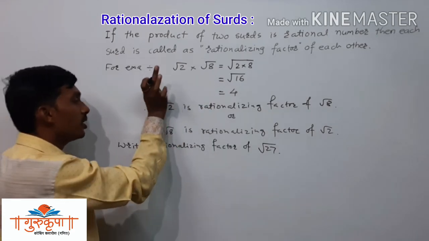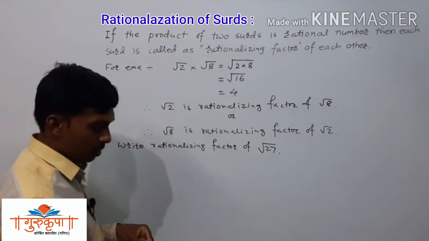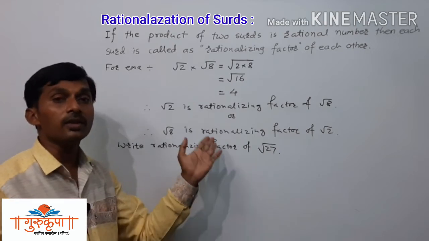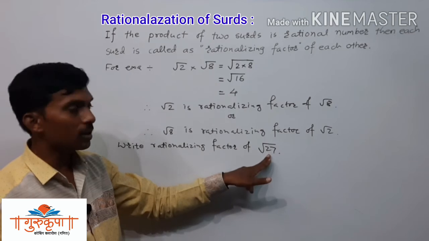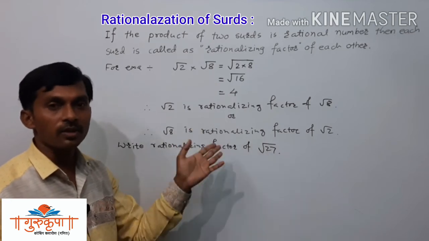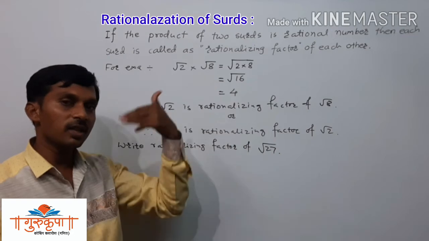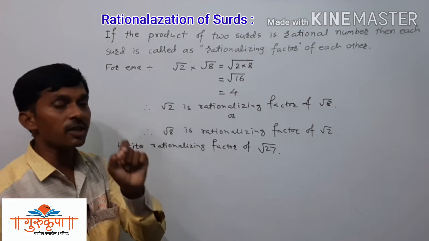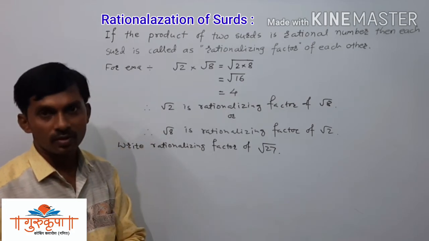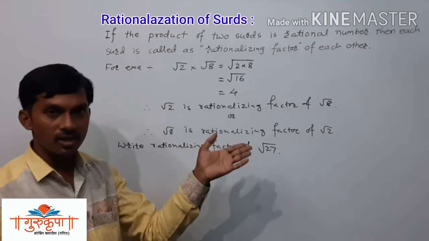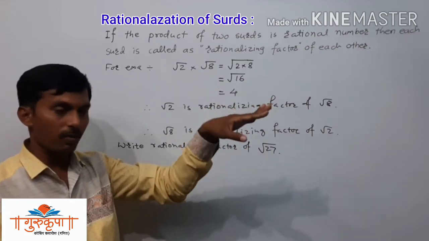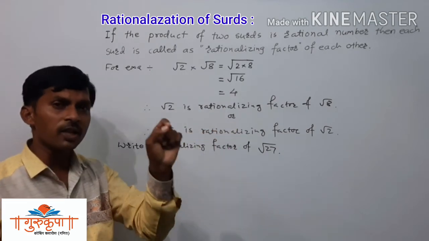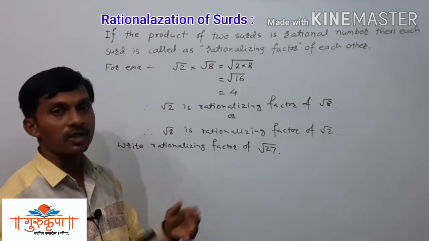So it is very important that a surd does not have a unique rationalizing factor. एका सरला एकच रॅशनलायझिंग फॅक्टर नसतो, तर एकापेक्षा जास्त रॅशनलायझिंग फॅक्टर्स असतात. But here we have to write the simplest rationalizing factor. If the given surd has more than one rationalizing factor, here we have to write the simplest rationalizing factor. Now we will study what is the simplest rationalizing factor.